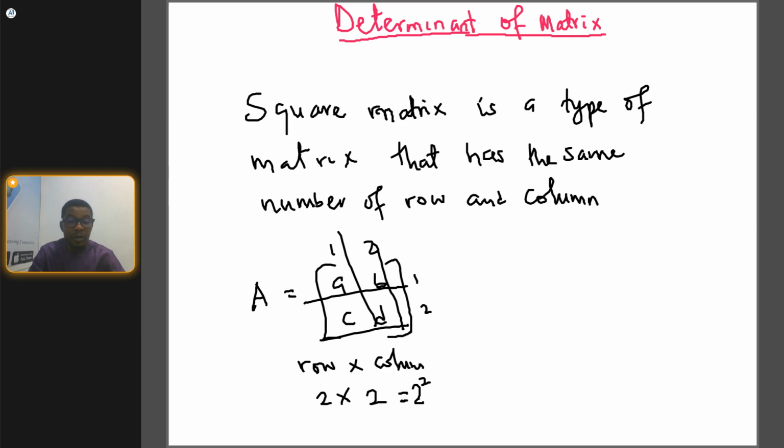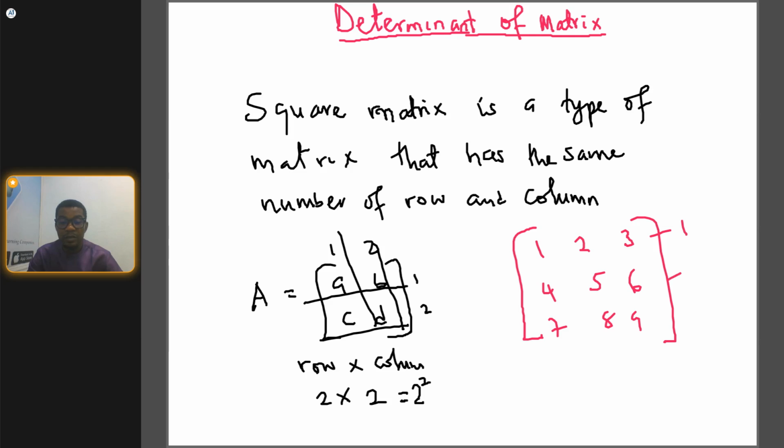A square matrix is a matrix that has the same number of rows and columns. We can also have a square matrix of 3 by 3. Let's say we have this matrix 1, 2, 3, 4, 5, 6, 7, 8, and 9. We have 3 rows and 3 columns. This is the same as 3 squared, so we call it a square matrix.